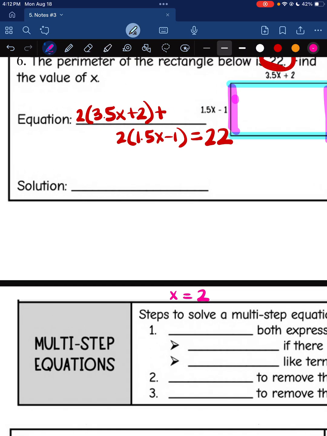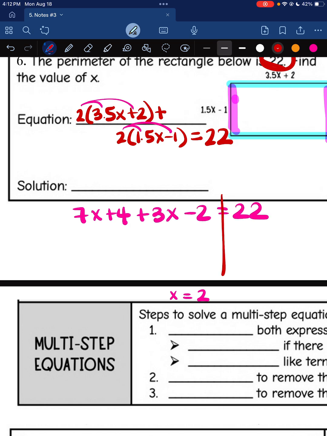So distribute this first 2, we get 7x plus 4. Then distribute this 2, we get 3x minus 2. And then you do it like the other ones at the top. Combine like terms, I can do these 2. And I can do these 2. 4 minus 2 is positive 2.